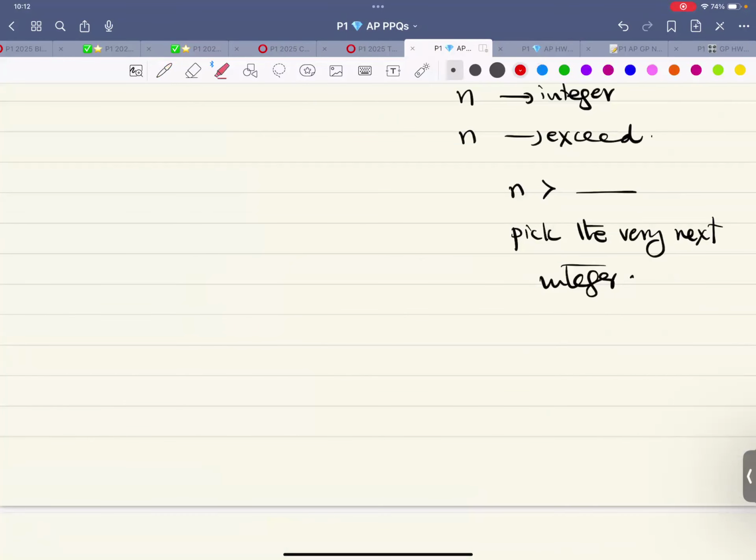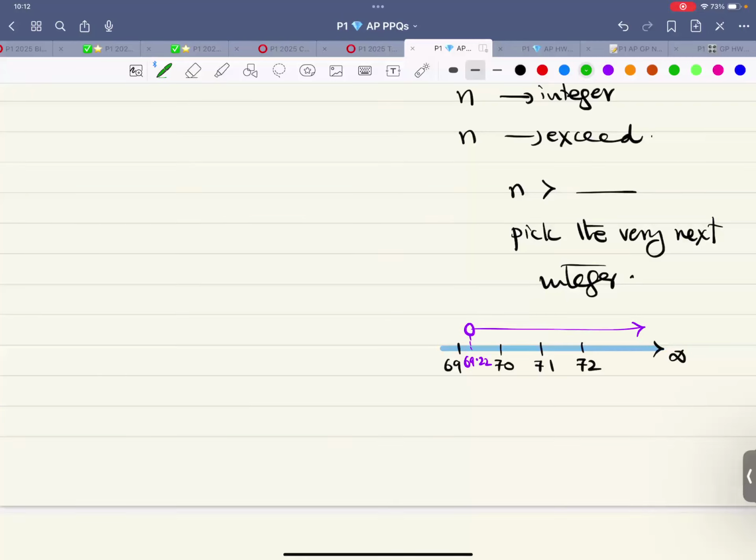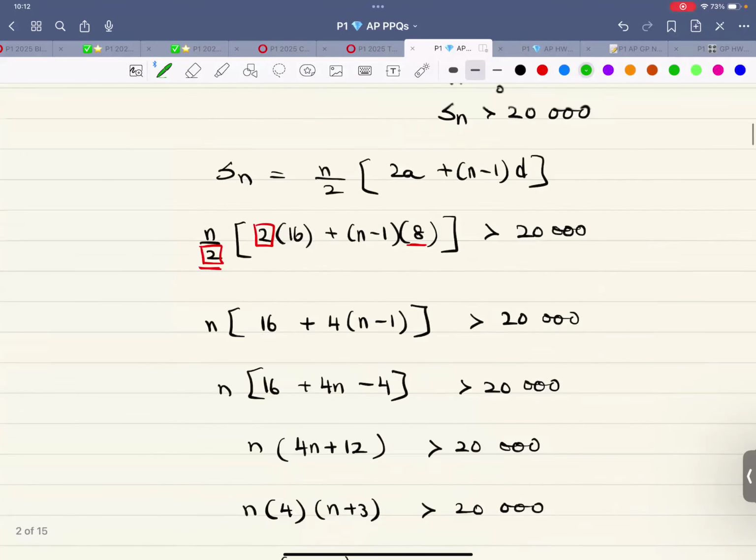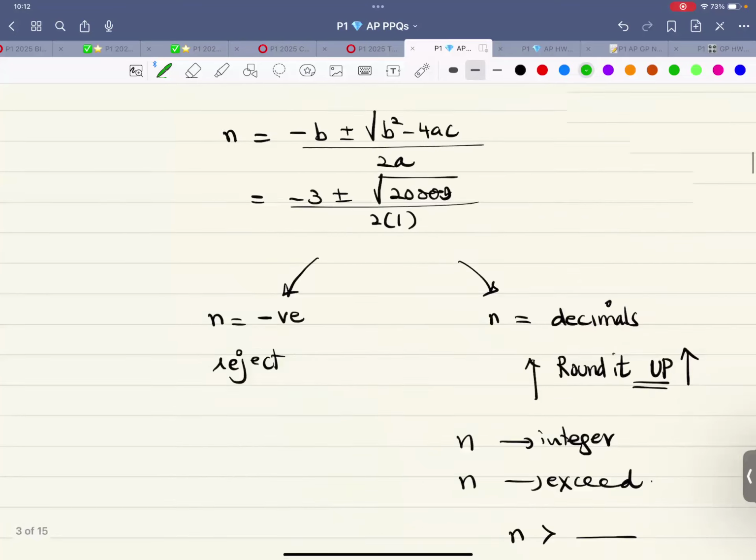So now if I draw a number line, that's the number line. And this is 69, this is 70, this is 71, this is 72, all the way till infinity. So when we say n is greater than 69.22, somewhere over here, we are having these values, that is 70, 71, 72, and so on. Out of these values, which one is the least? So the least one is the very next integer, that is 70. So now this is the question 37, which I have thoroughly solved.